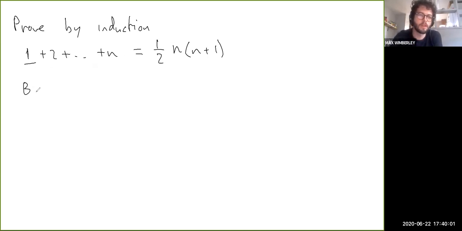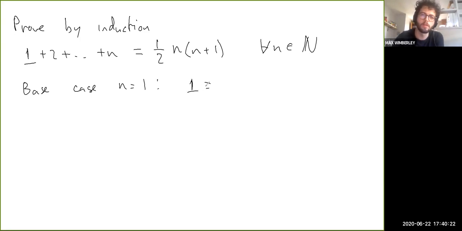So the base case, you always do that first. In this case, it's for all n greater than or equal to 1, or n in the natural numbers. So the base case is n equals 1. In that case, the equation is just 1 equals 1/2 times 1 times 1 plus 1, which checks out, right? So that's good. So now we formulate the inductive hypothesis.